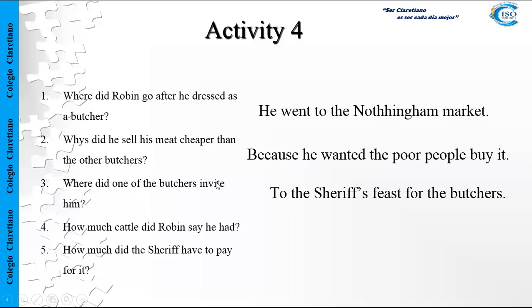The other butcher invites Robin Hood to a feast. Okay, then. How much? You know how much, no? It's a quantity. 10, 20, 50, 100. Okay, that's how much. It's for numbers. Adriana, how much cattle did Robin say he had? How many cows did Robin say he had? How many cattle? How many cows? This is on page 19.